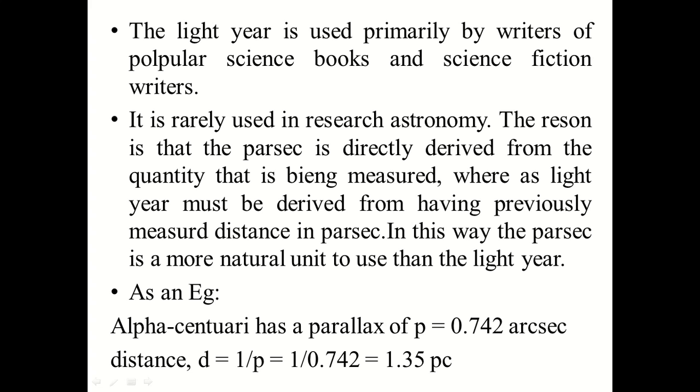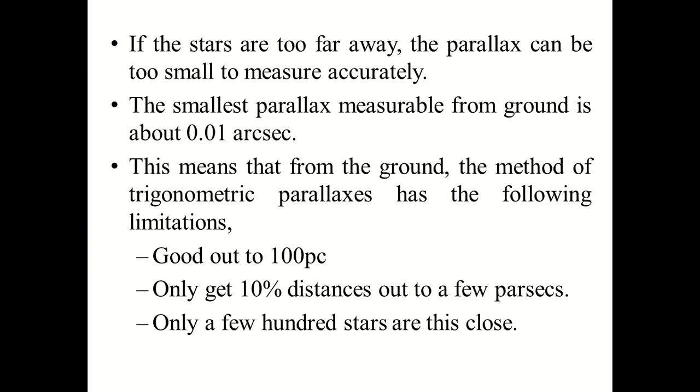Now if you consider the star Alpha Centauri, which has a parallax of 0.742 arc second, then the distance of this star is 1 by p, that is 1 by 0.742, which is equal to 1.35 parsec. So 1.35 parsec means you have to multiply it by 3.086 into 10 raised to 16 meters to get the distance in meters. That is the way we can convert these distances.